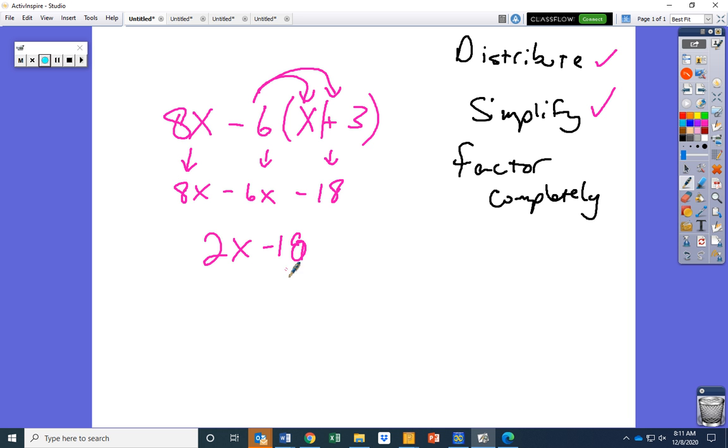Okay. Now my next step is to factor. Audrey, give me a number that goes the big. What is wrong with your 8, Audrey? You need to fix that. Oh, that's a beautiful 8. Okay. What's something that goes into both of these? The biggest number that goes into both of these is 2. Okay, 2 times what gives me 2x, Audrey? And 2 times what gives me negative 18?